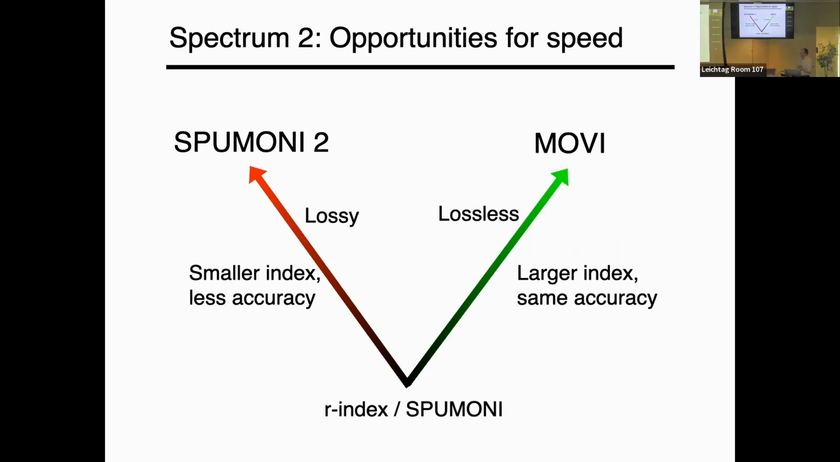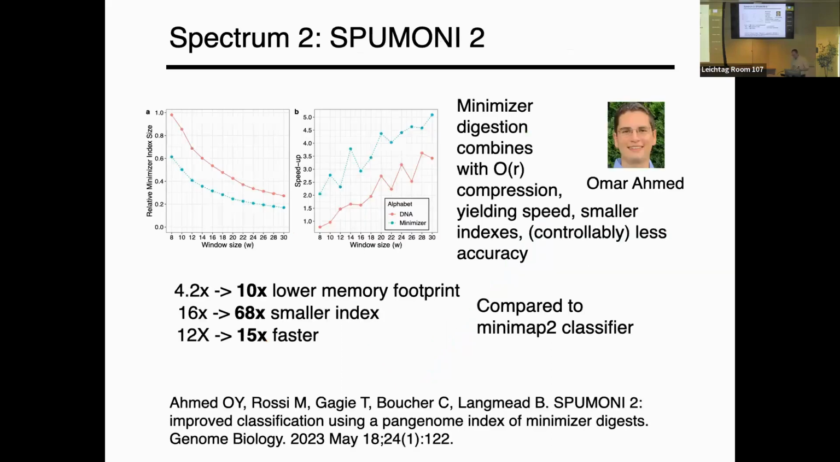So we took two different approaches for this. One of them was lossy, which was to use minimizer digestion, and that yielded this tool called Spumoni2, which I'll talk about first. Then we had another approach, which was lossless, but did a radical reorganization of the data structure in order to achieve fewer cache misses.